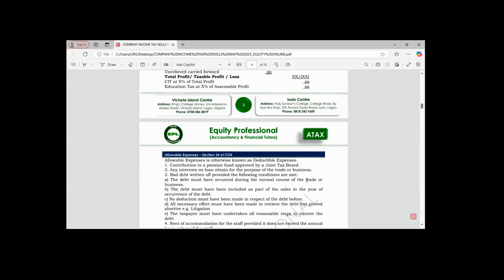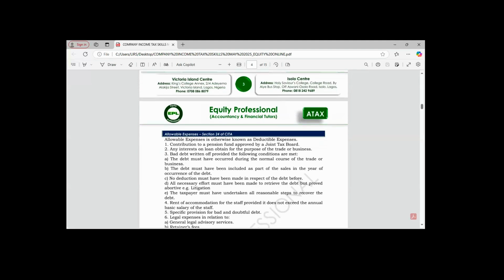the Joint Tax Board. So you know that under the pension, we have a contributory pension, whereby the employee contributes 8% of emolument, and the employer will contribute 10%. That 10% contribution by the employer is an allowable expense. Any interest on loan obtained for the purpose of trade or business.